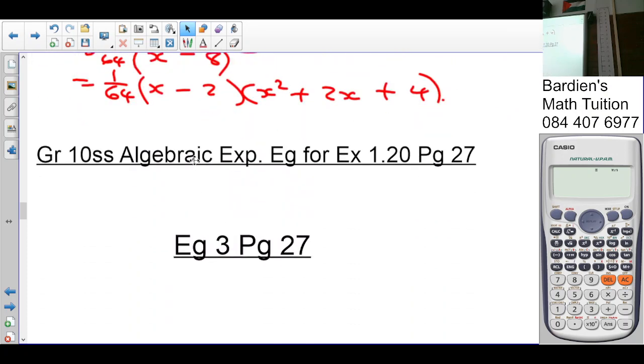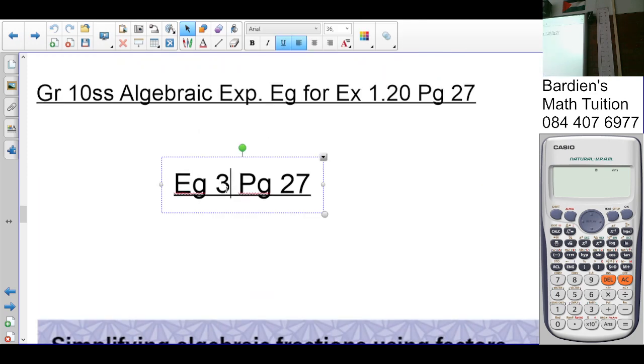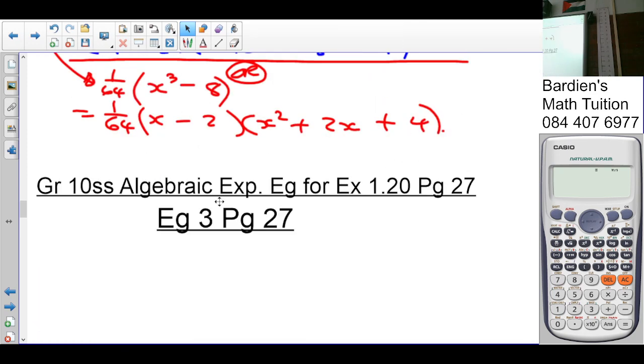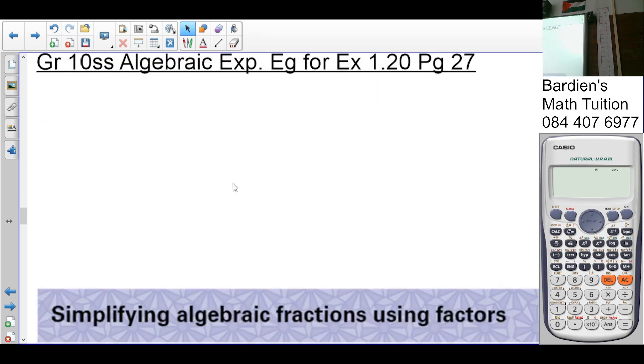Okay, let's go now to example. Here's example 4. I think that was the last example as well. Alright. There was one sum that was an issue here. So what I'm going to do is I'm going to use a similar example to the sum here.